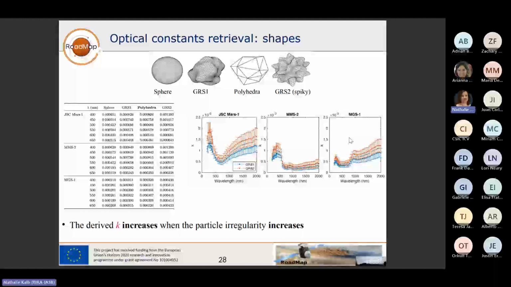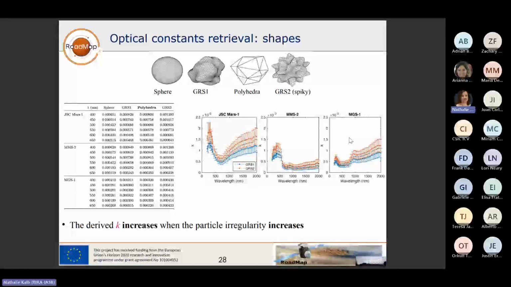Then we wanted to see how angular particles can also affect the retrieved refractive indices. So we made these polyhedra particles that are just convex particles, basically created from the GRS1 particles. And then we used this GRS2 particle, which has a spiky shape. A previous study has shown that this can mimic the surface roughness of the particles. And here are the results.